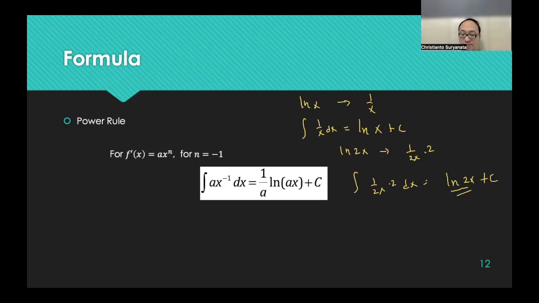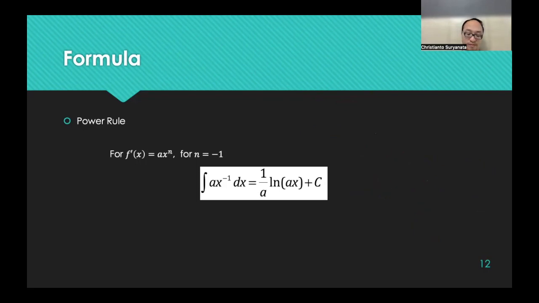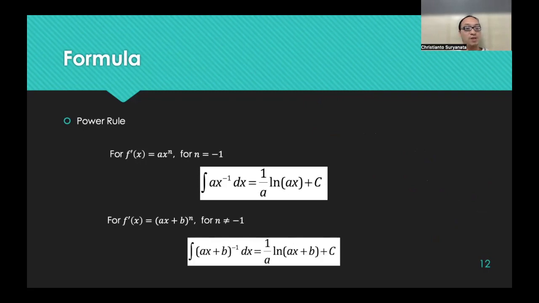How do you do that? You have the 2 ln 2x divided by 2, the derivative of 2x. So you will have 1 over 2 ln 2x, and then plus c. And you do the same thing for this form. So it will be 1 over a ln (ax plus b) plus c.